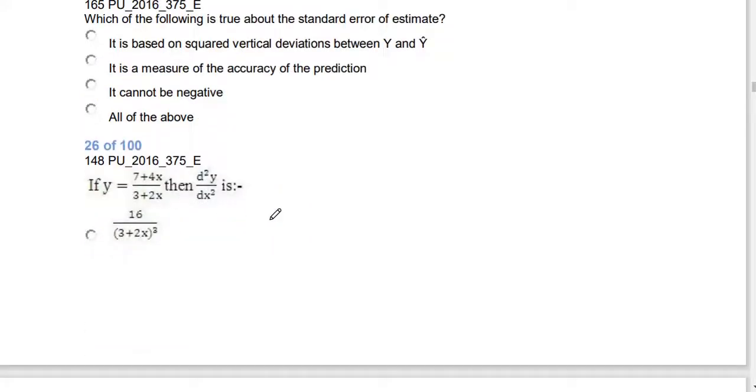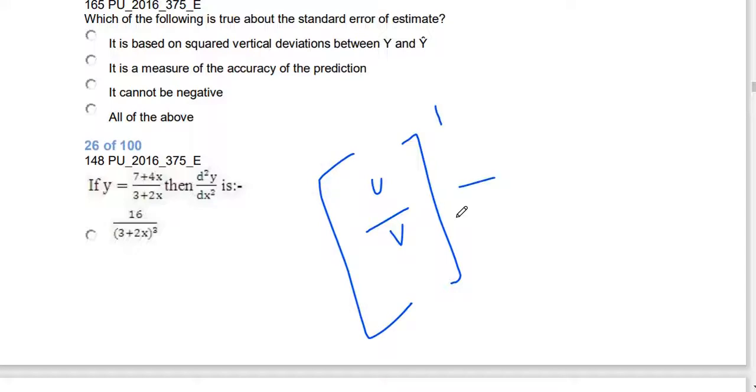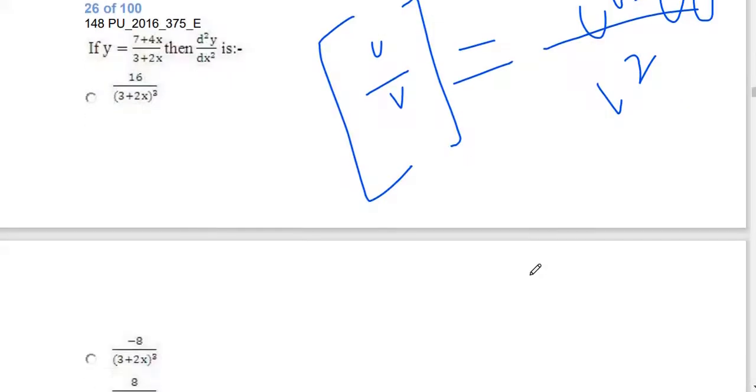Differentiation you can do. I think you can just apply the differentiation of u by v formula. The u by v formula, we all know: v squared in the denominator, u dash v minus v dash u. You can just apply the formula and get the answer.